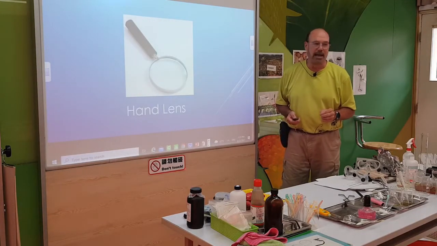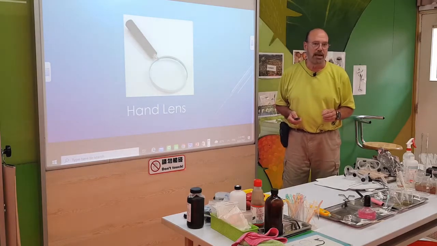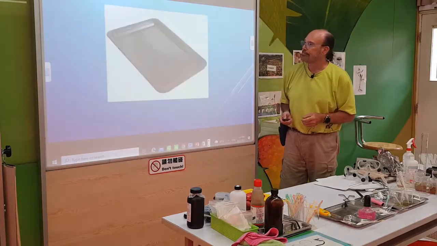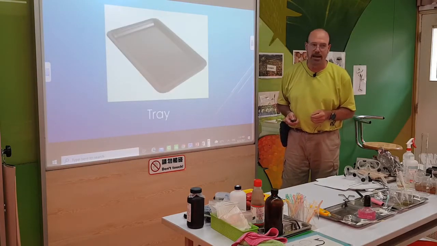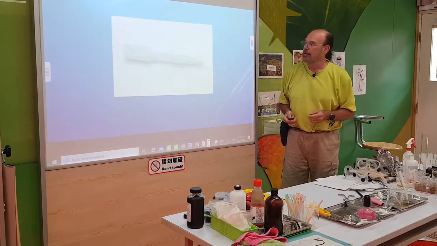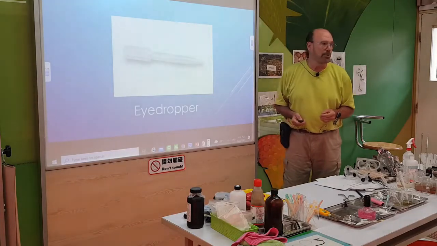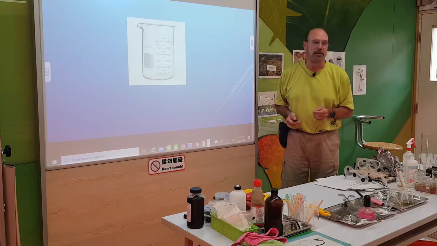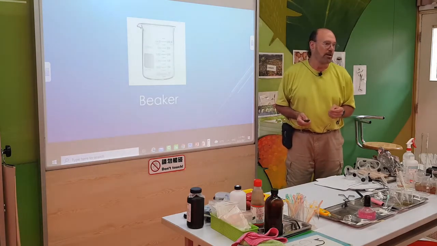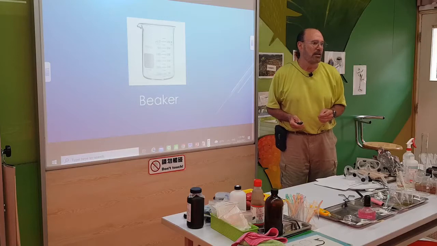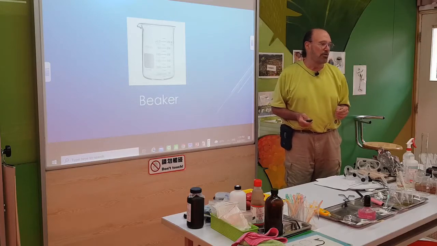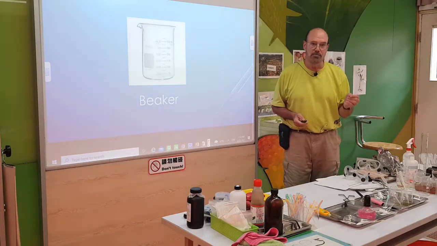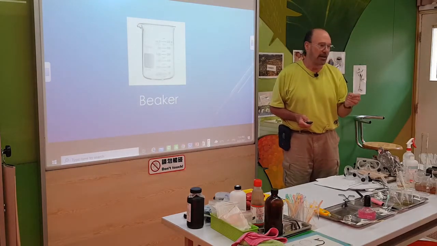And hand lens. We're going to take a close look with a hand lens. Microscopes would be cool, but hand lens is going to work. And we're going to use a tray to do our work on. And eyedropper, an eyedropper, we've used these before. And beaker, we've used beakers before. You have two different size beakers. The larger beaker, 250 milliliter beaker, has vinegar or acid. The smaller one has iodine.